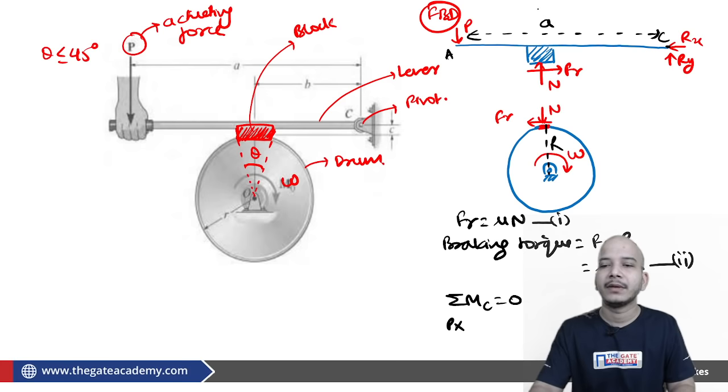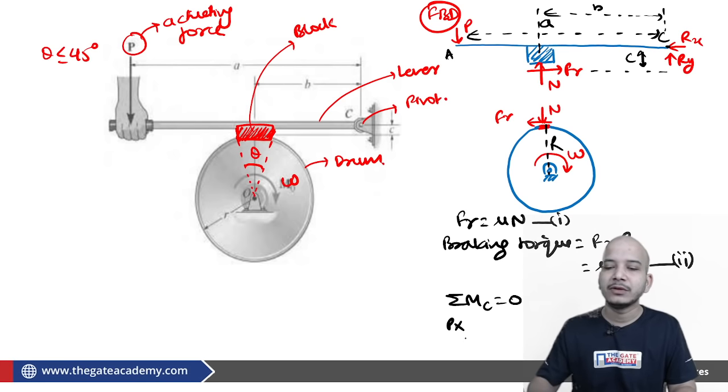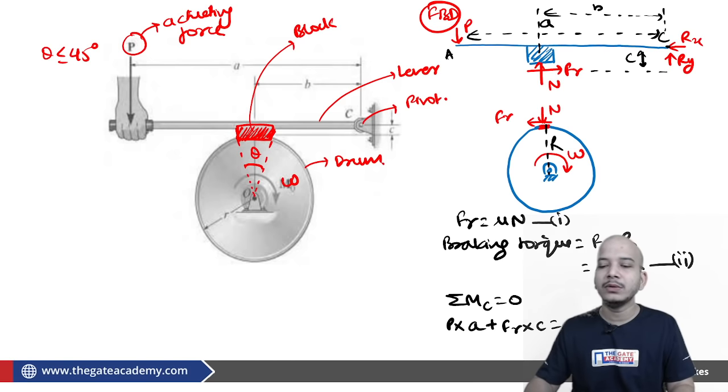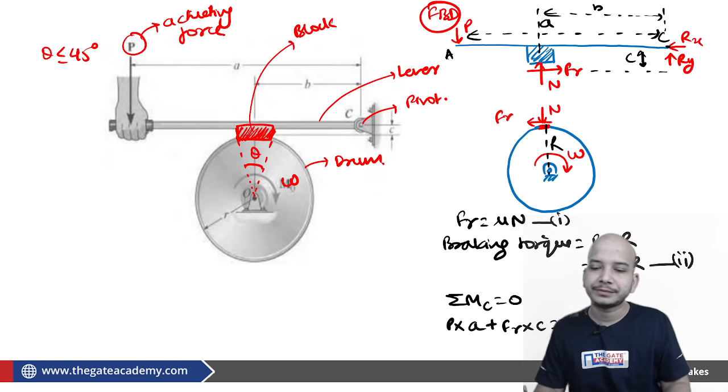A. As far as downward direction is concerned, how much is the momentum? B. And as far as friction is concerned, how much is the momentum? C, small c. Fine. So from here you can say that P into A plus Fr into C must be equal to N into B.